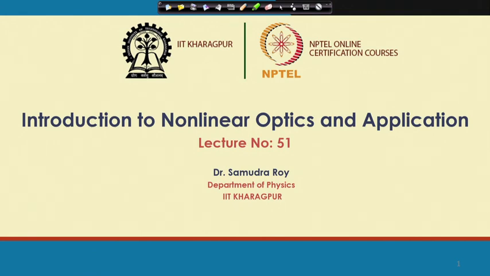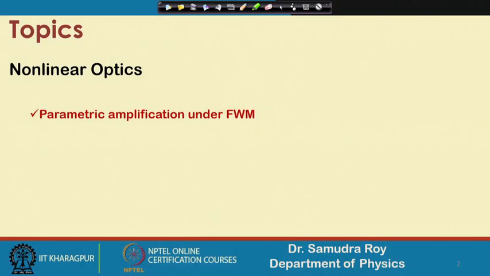In the previous lecture we discussed four-wave mixing and the generation of cross-talk frequencies, and how they can be generated by making a phase matching condition, delta k equal to 0. Today we will learn more about four-wave mixing, because this is a fascinating process, and how it is used to amplify a signal. Today our topic will be parametric amplification under four-wave mixing.